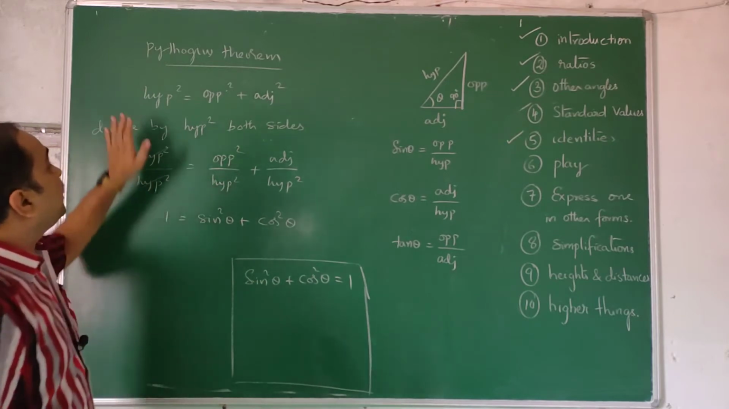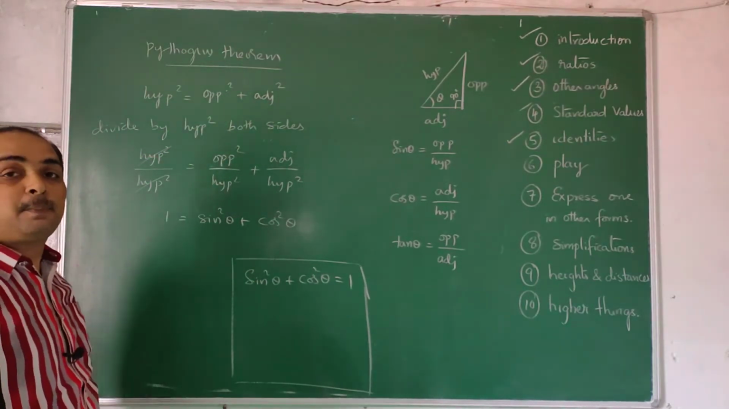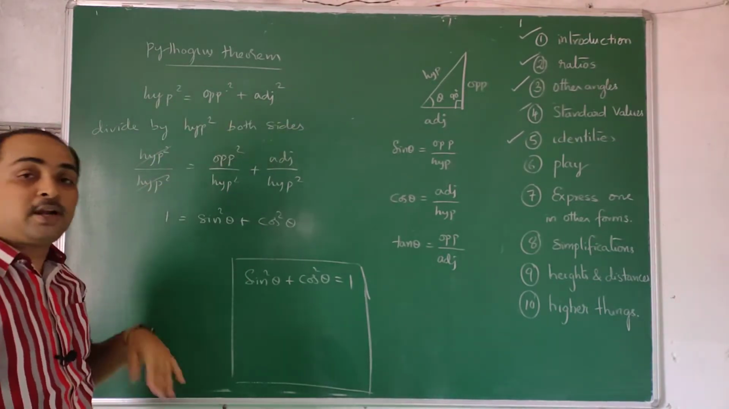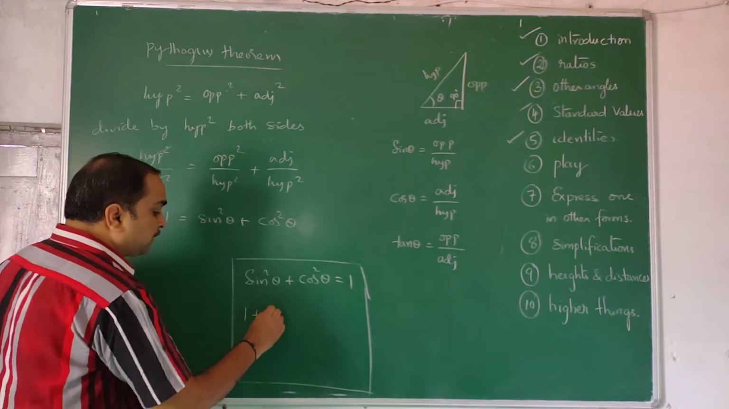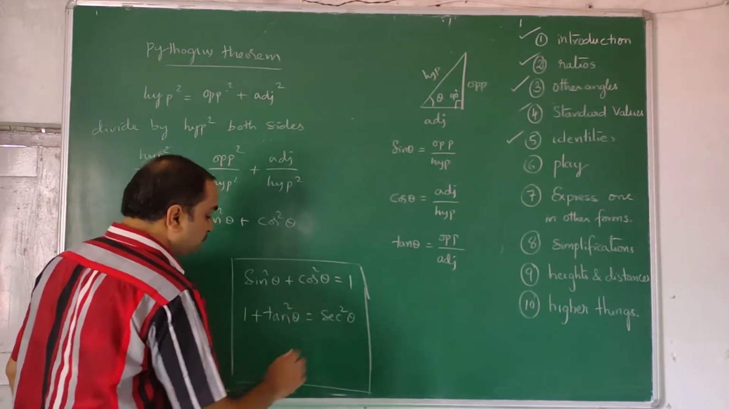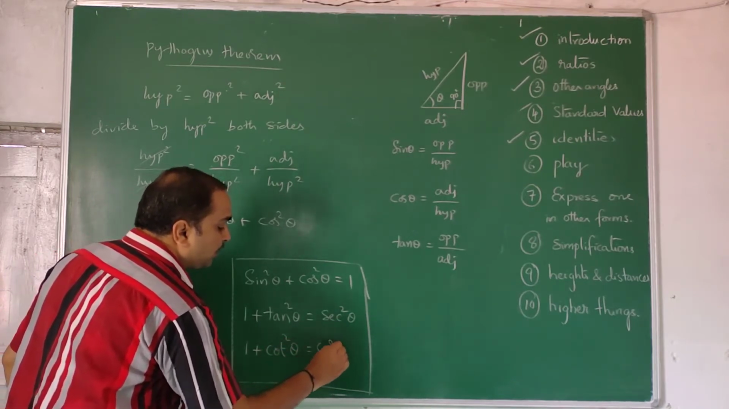Similarly, instead of dividing throughout by hypotenuse square, if you divide by opposite square, you get one more identity. If you divide all the sides by adjacent square, you get one more identity. 1 plus tan square theta is equal to secant square theta. 1 plus cot square theta is equal to cosecant square theta.